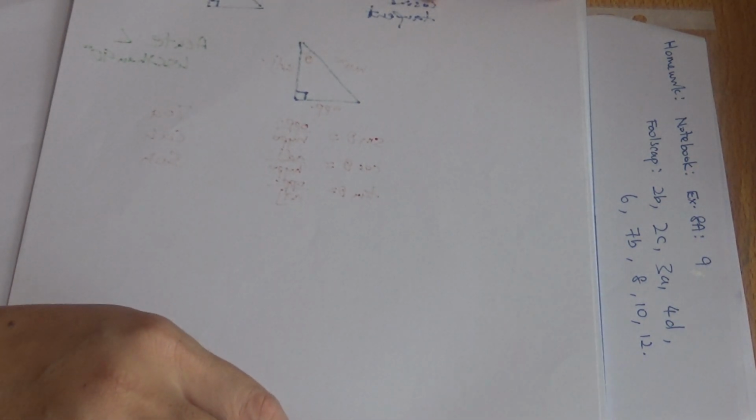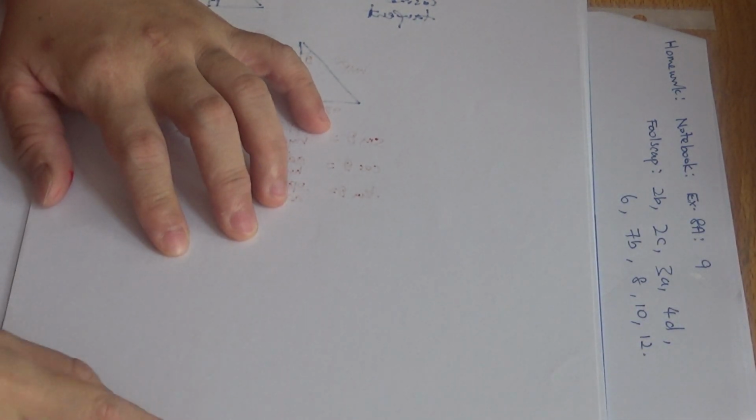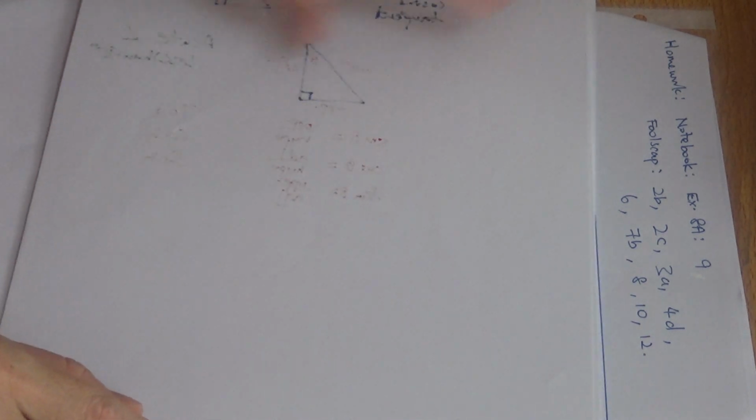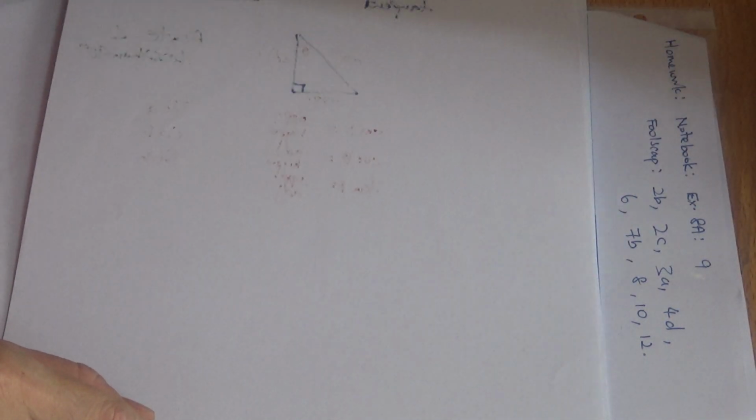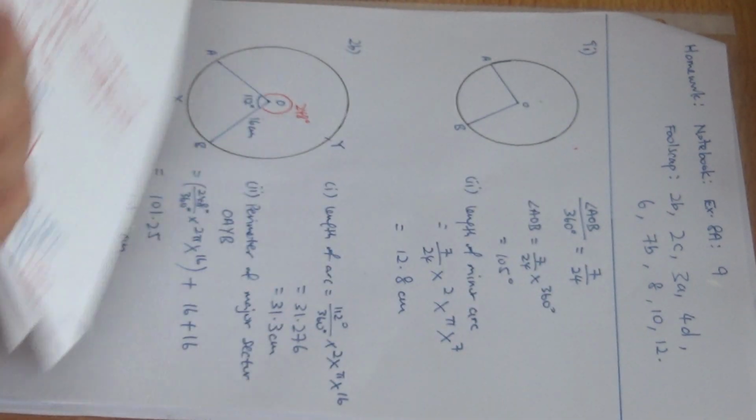Now in the next section, I'm going to go through the questions that I have set in the notebook as well as on the foolscap paper. I'm going to go through the notebook work first. Let us take a look at the notebook work. That is question number 9 of your notebook. So let us take a look now.